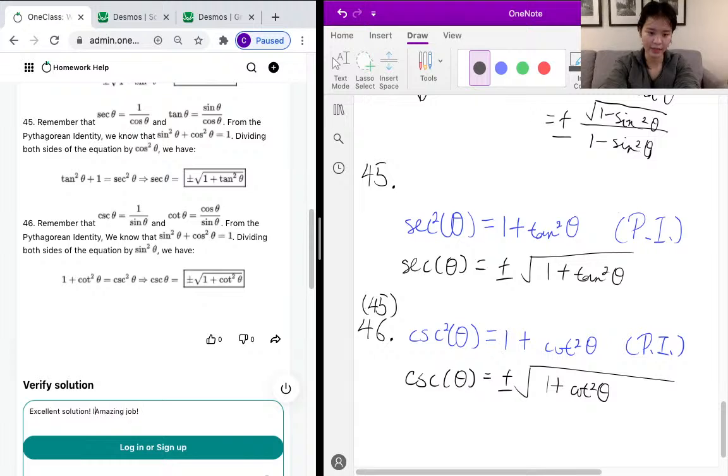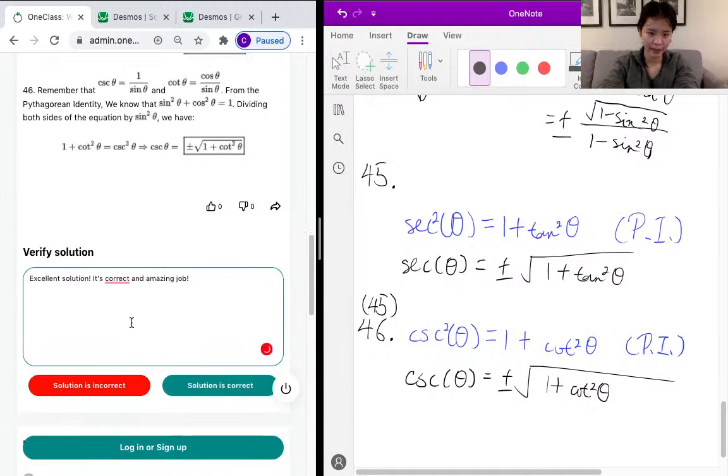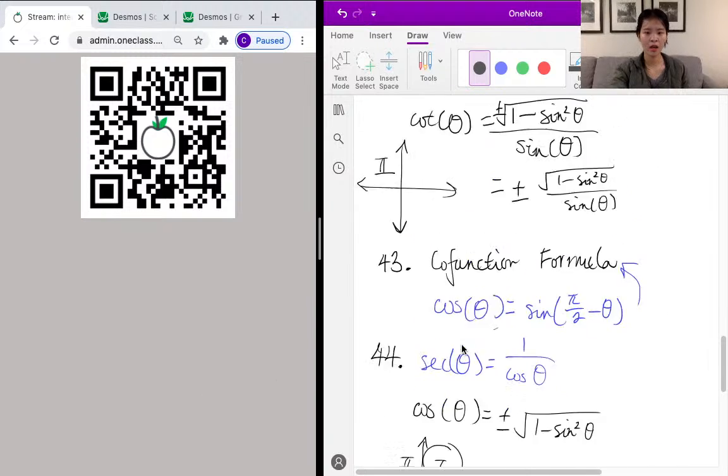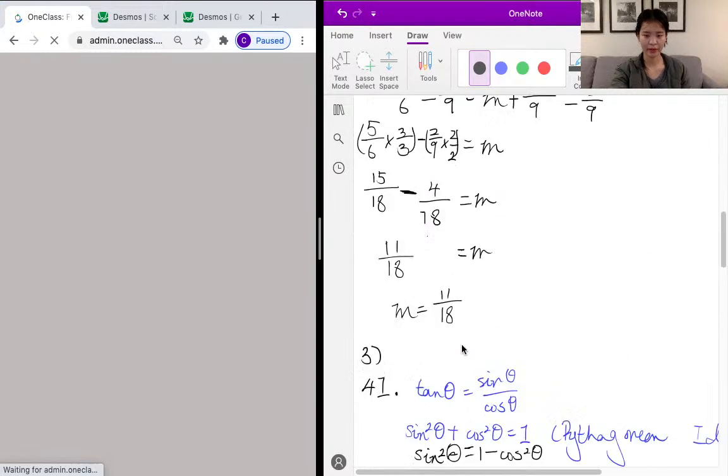It is correct. And amazing job. All right. So let's just say the solution is correct and move on to our next problem. Problem number 3.